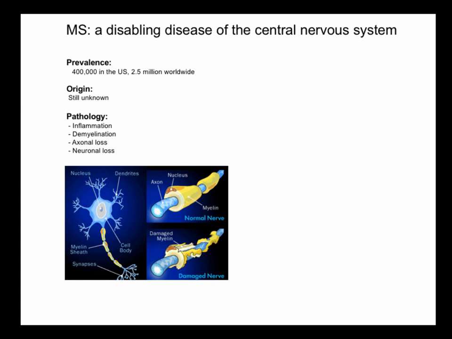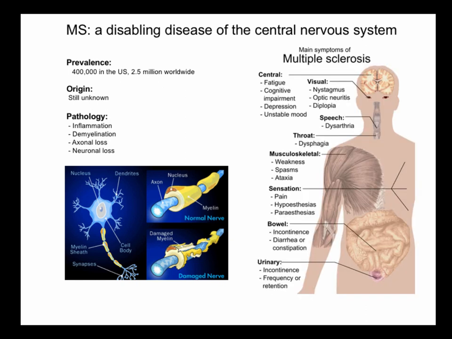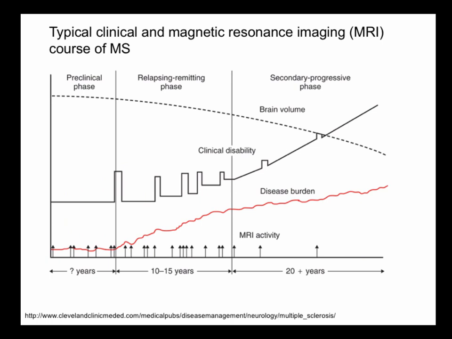But the pathology is fairly well understood. So it involves multiple components, such as inflammation, demyelination, axonal loss, ultimately neuronal damage, neuron loss, which is really the disabling part of the disease. If you have MS, you're likely to experience any of those symptoms, and the list is pretty long, unfortunately. And although we have treatment to manage those symptoms, we don't really have any cure for this disease.